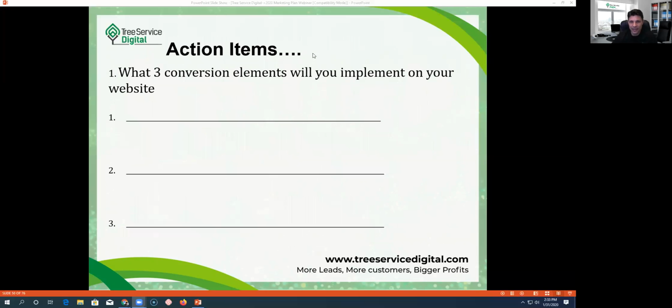And then, you can add chat too. So if your website doesn't have some of these things, what 3 conversion elements will you implement on your existing website? And it may require you get with your current website developer to add some of these things on there, but I'm telling you, they make a big difference. If you're getting 200 visitors a month and your phone's not really ringing that much, you might want to look at what's on your website, because that could be causing those people to bounce off.